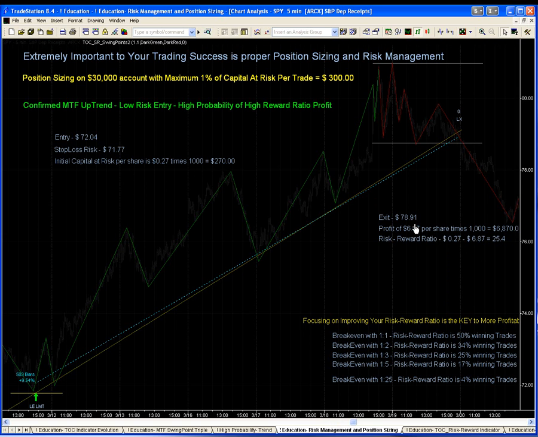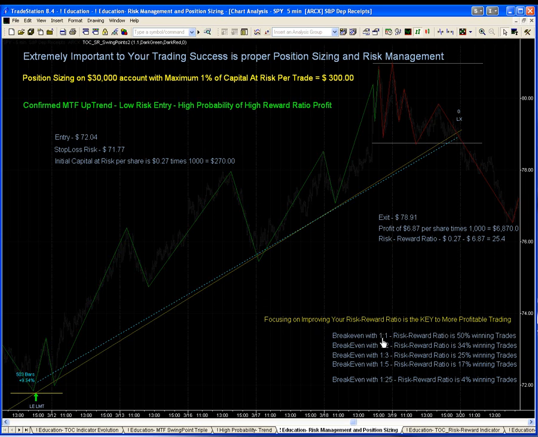Now our exit was at 78.91 right here. A profit of $6.87 per share times the 1,000 shares equals $6,870. Our risk reward ratio, 27 cents compared to $6.87 per share, or 25.4 reward ratio. Now that's awesome. That's the key to profitable trading. Focusing on improving your risk reward ratio is the key to more profitable trading.